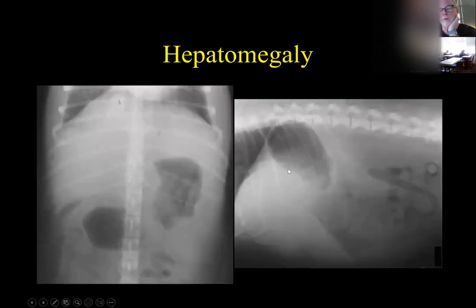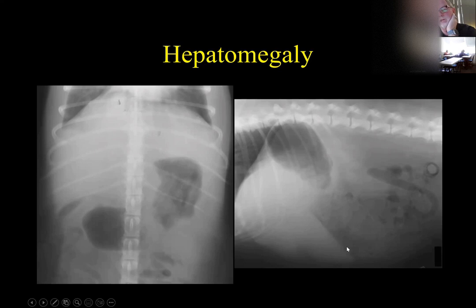Okay, so what about this animal here? Here's a lateral view. Here's the stomach. The stomach axis now is caudally deviated. This is part of the pyloric region of the stomach. So the stomach axis in this dog is caudally deviated because of this huge liver, this is all liver. And it's causing caudal deviation of the stomach axis.